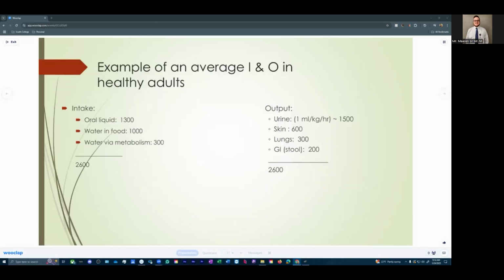So here's an example of an average intake and output in a healthy adult. I and O's are very important for nursing. Those come up a lot. This is something that you as a tech, if you've worked as a tech, have done before, but it will be important in your nursing career. Basically, I's and O's are just documenting the fluid intake and the fluid output.